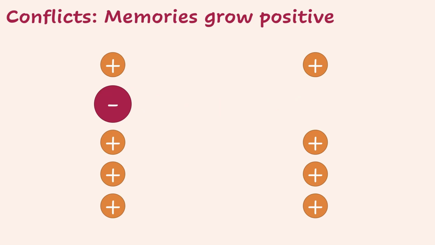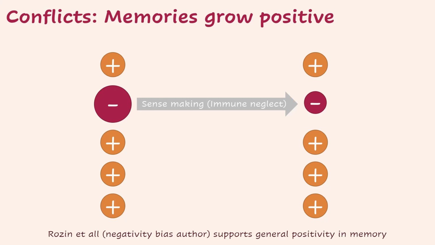Memories growing positive. I think at least part of the memories growing positive has to do with the sense-making process or immune neglect that we spoke about. A memory is a set of experiences, and when one is negative, a lot of attention and weight is placed on it. But then we explain it, and its absolute importance falls. Since the relative importance also changes, the positive aspects tend to be larger.